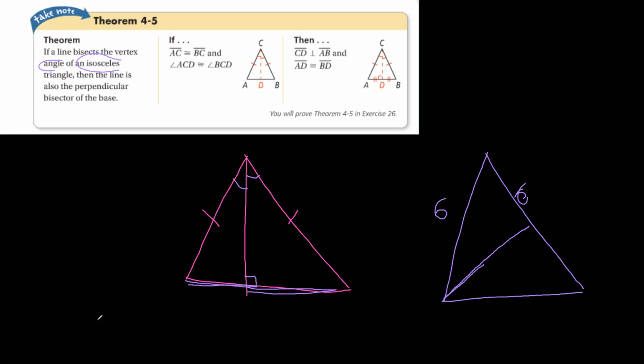Which one, teacher? The purple one or the pink one? The purple one, teacher. Yes, it is isosceles, miss, because it has two equal sides. Now look at the bisector. Does it cut this one into two equal halves?